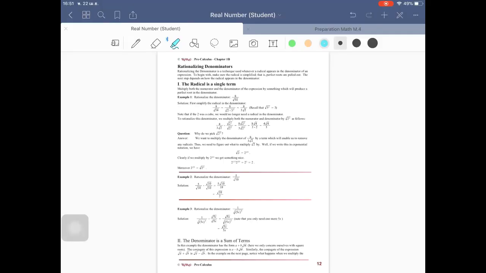Hello guys, next topic, rationalizing denominator. Normally we do not leave denominators with radicals. It is not a common form in mathematics. So we will rationalize it. We will make them be integers or any number but not radical. Okay, how to do it? Let's see some examples.